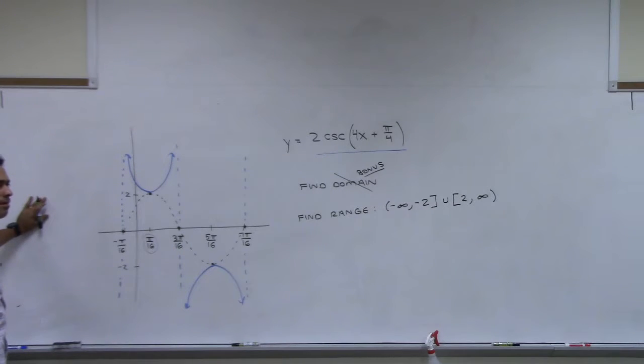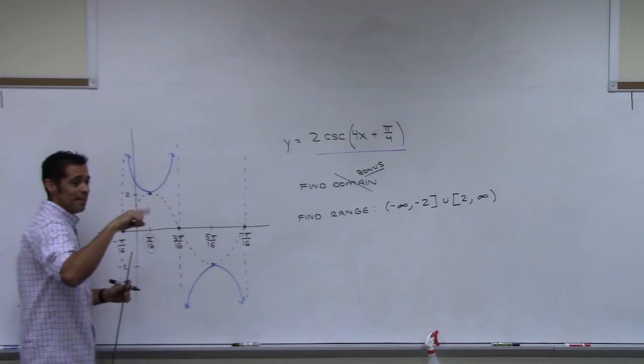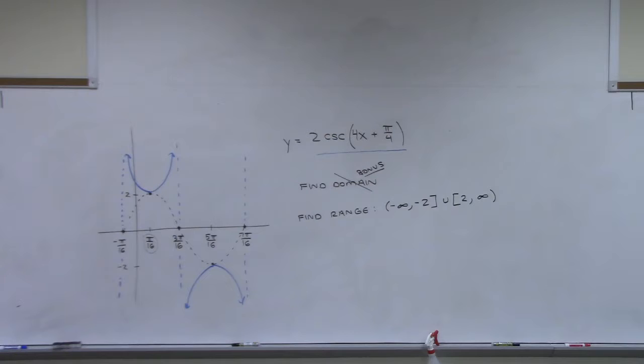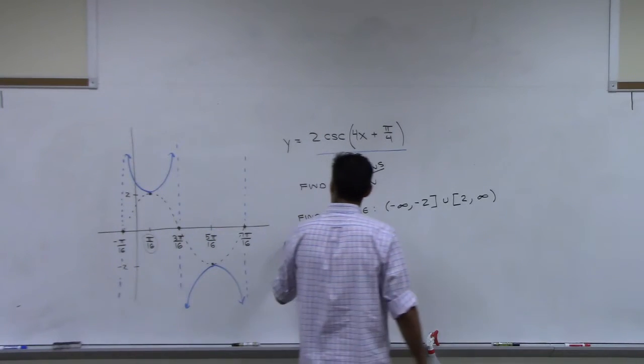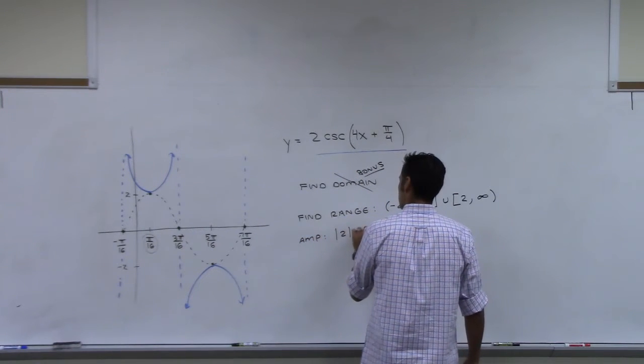You might have to go back and look at them when we were graphing the trig functions, because I did do it, and we found the distance between these two, and we used an n in there also. Go look at it. I'm not going to go over it right now. Okay, domain and range. How about amplitude? 2. Okay, so the amplitude is the absolute value of 2, which is 2.